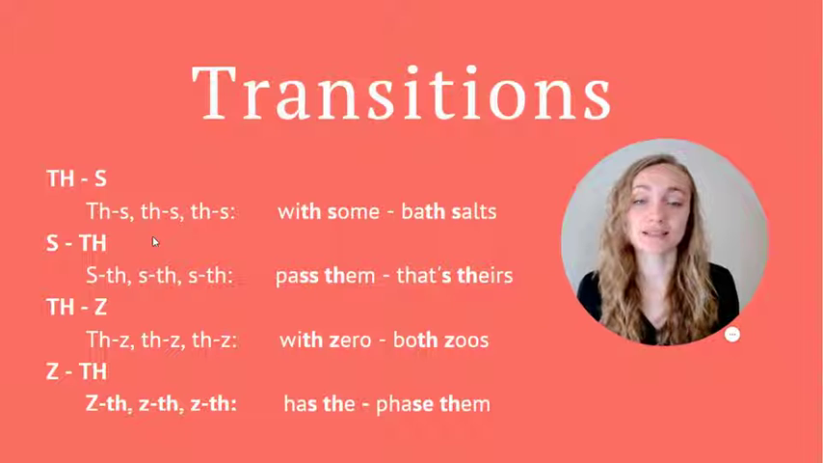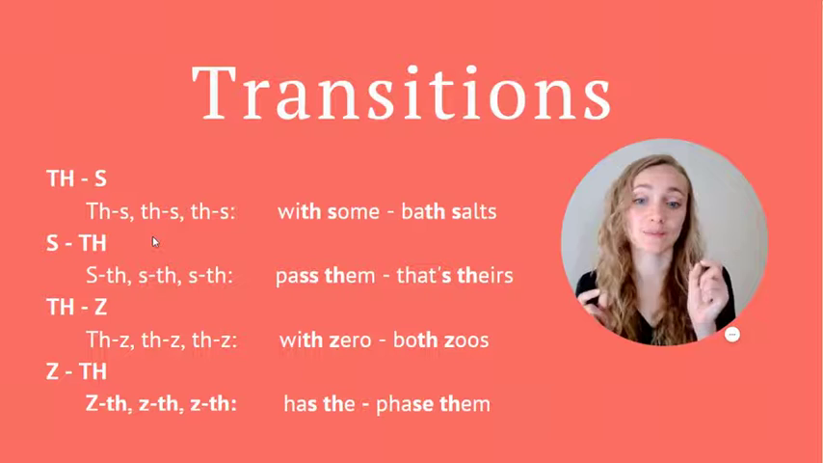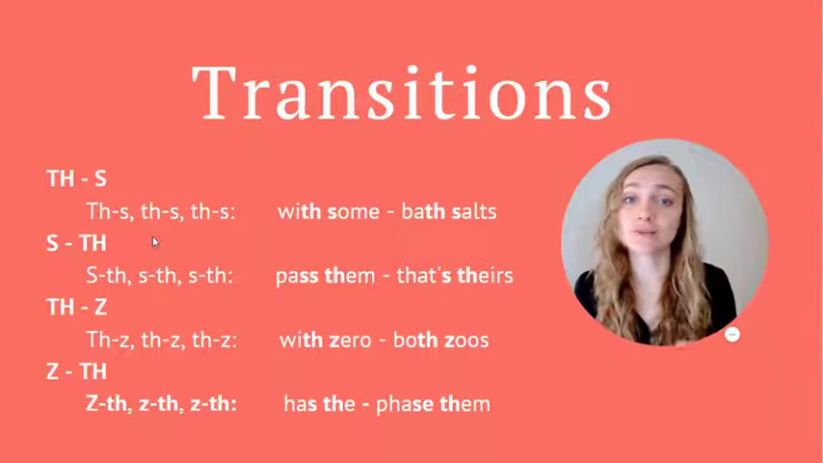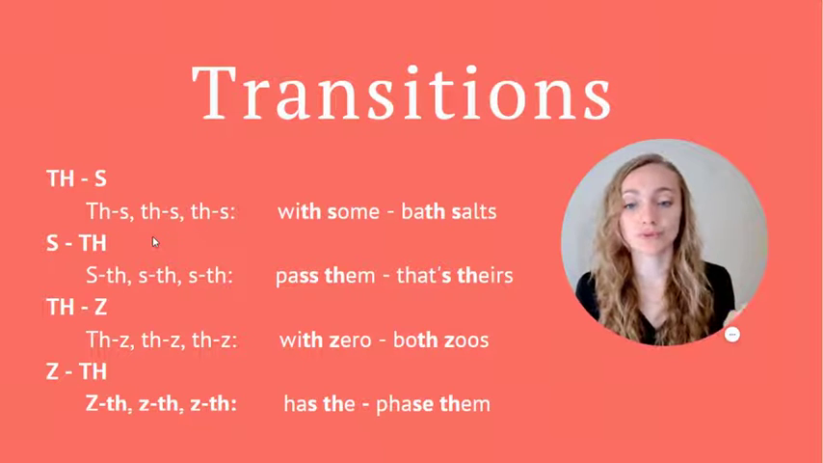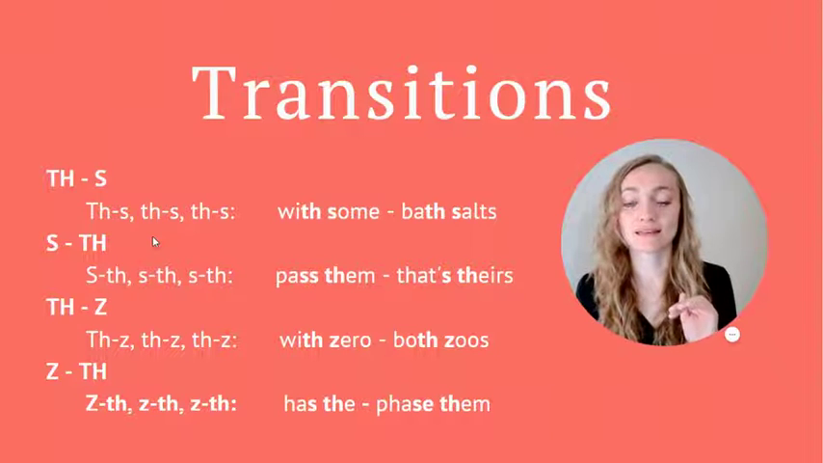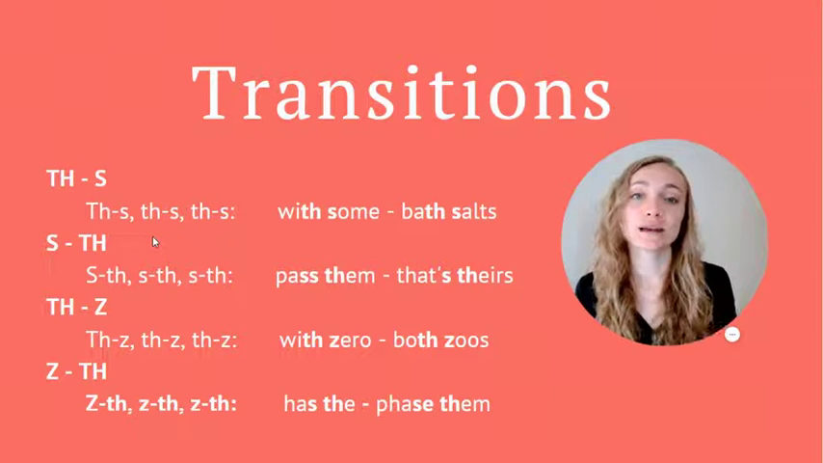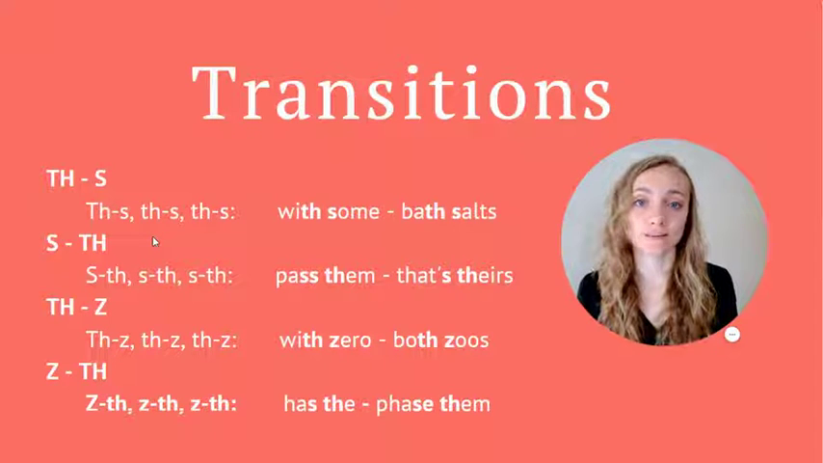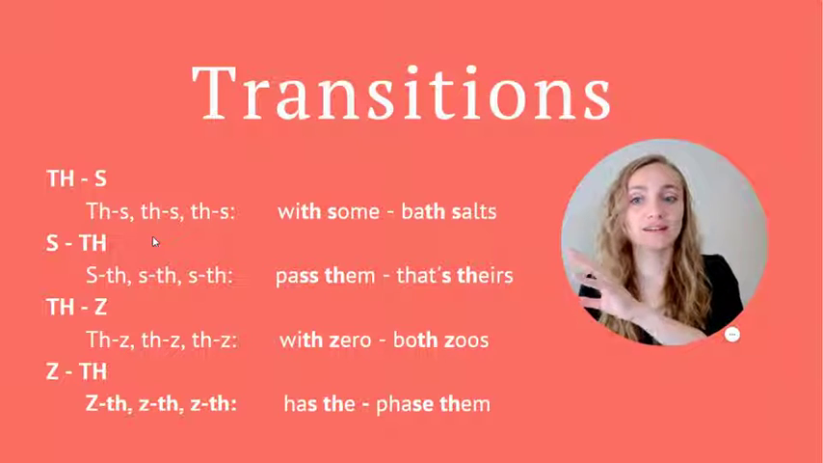So from TH to a Z, for example, thz. With the zero. Take the transition in between the words really, really slowly if you need to make the sounds. Both zoos. From Z to TH, z. Has the. Phase them. Okay? And we'll do the same thing later with the T and B sounds.